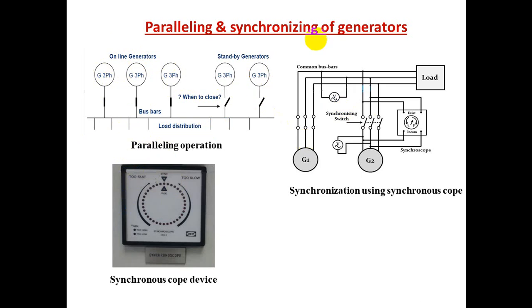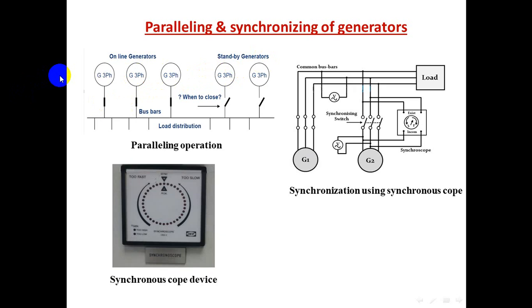Let's explain each condition. And 4. They must be synchronized in phase angle. If you want to synchronize four or five generators, they must be at the same phase angle. The generator must be connected in the same phase.